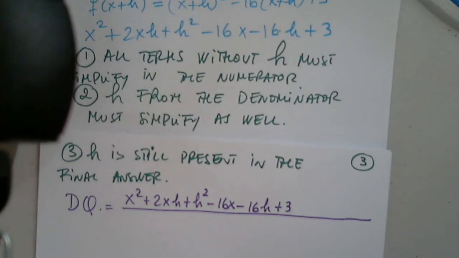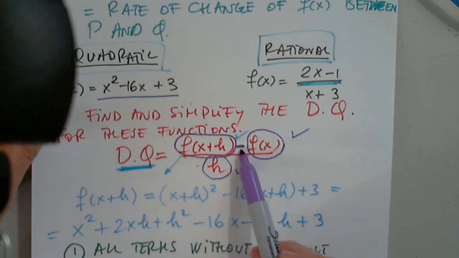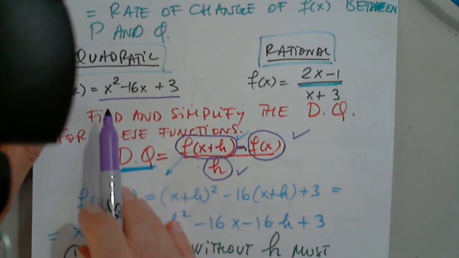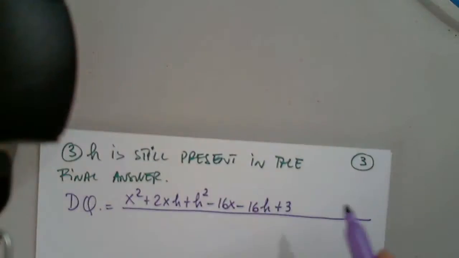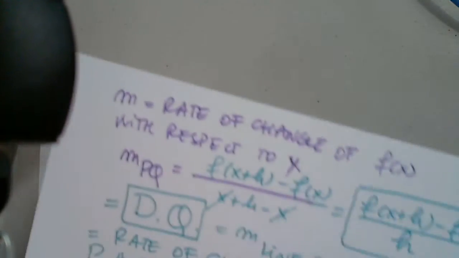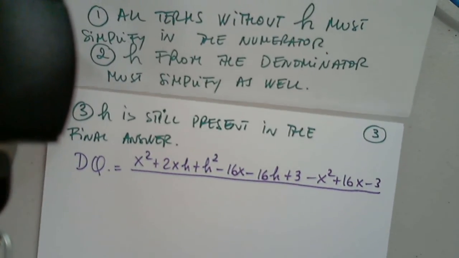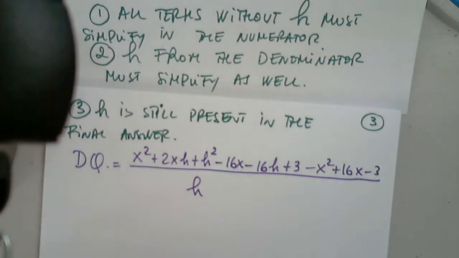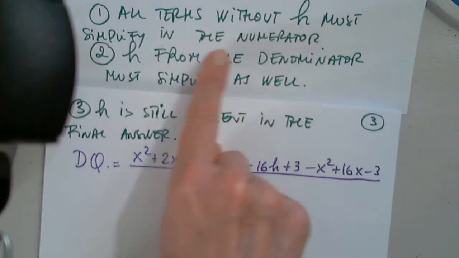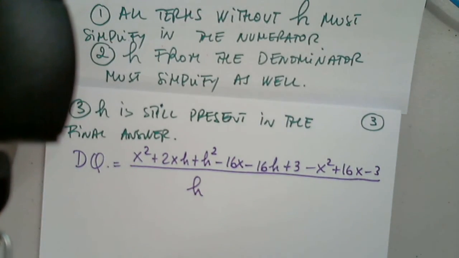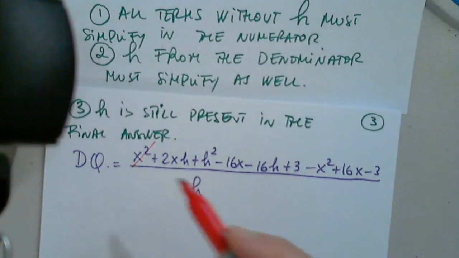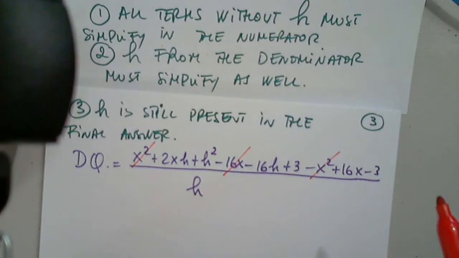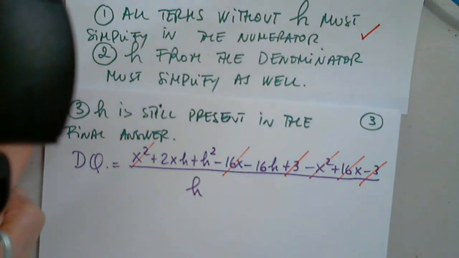And remember what I said a few minutes ago? I reached this point, but I have to distribute -1 to these 3 terms. So minus x squared plus 16x and minus 3. And of course, everything over h. Now at the top, if all terms without h do not simplify, I have an error somewhere. X squared, yes. Negative 16x, positive 16x. Positive 3, negative 3. So my first step is good.